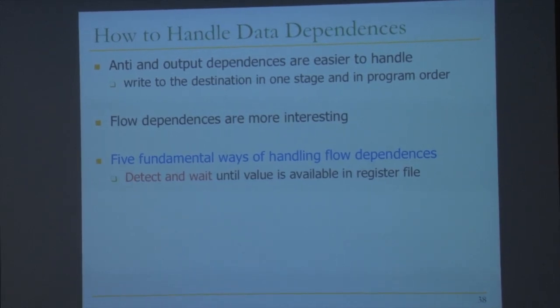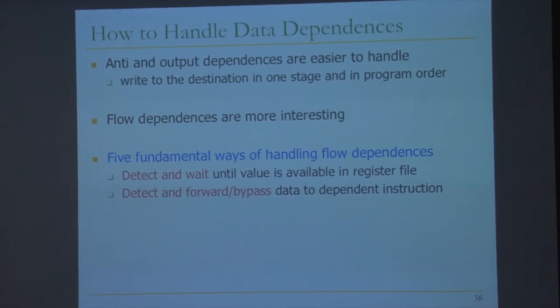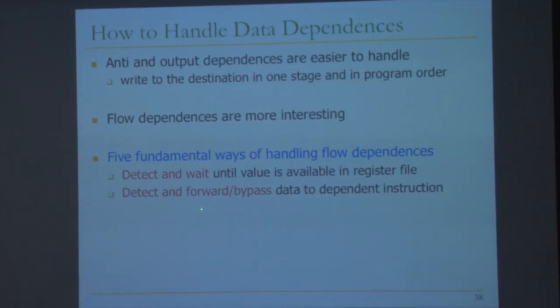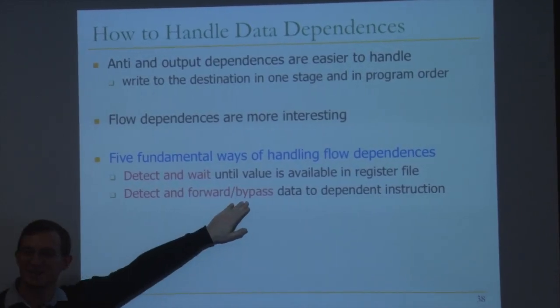That's the simplest way of handling it. But you definitely need to detect it. Actually, in all of them, you need to detect it. A little bit higher performance version, you detect the dependence and wait only as much as you really need to wait. In other words, a dependent instruction can move forward in the pipeline as long as it gets the value right before it needs it. That's the idea of forwarding the data or bypassing the data.